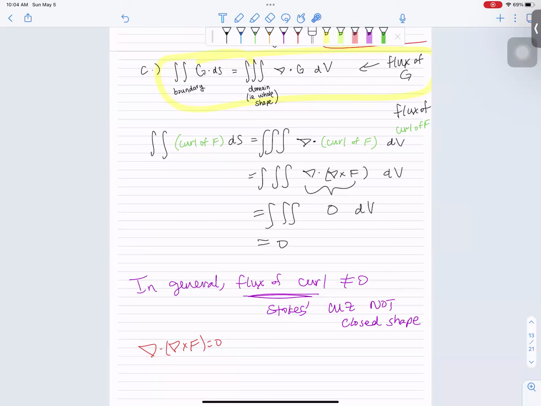If you do Stokes for part C, would you still get 0?